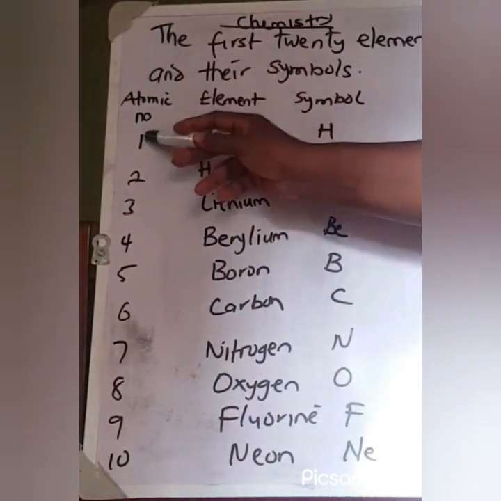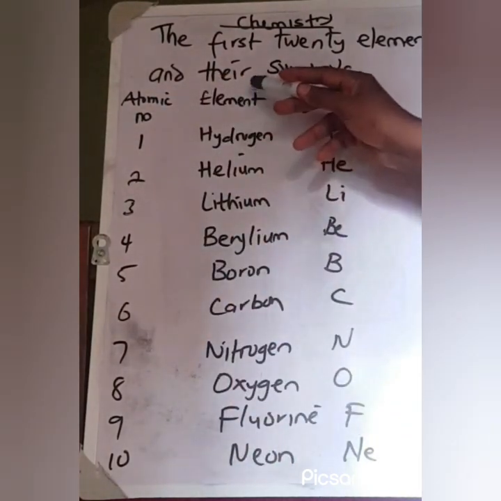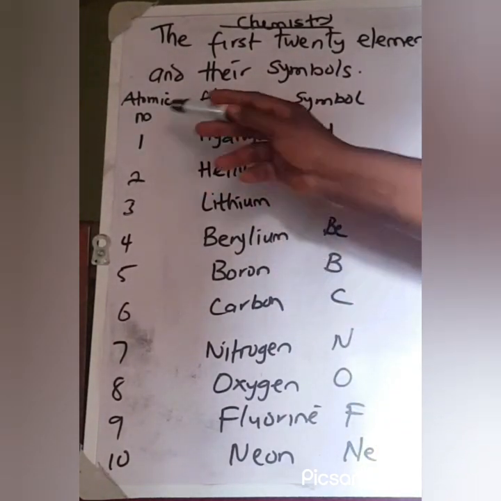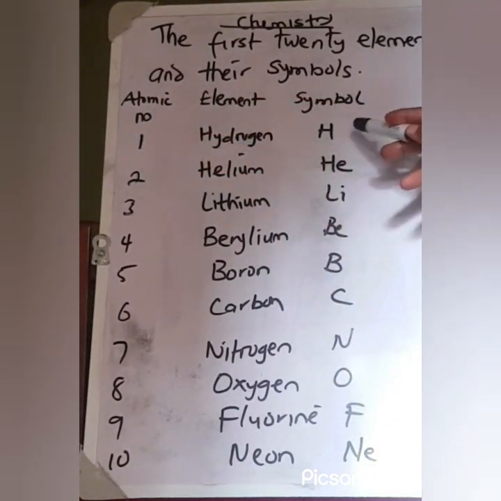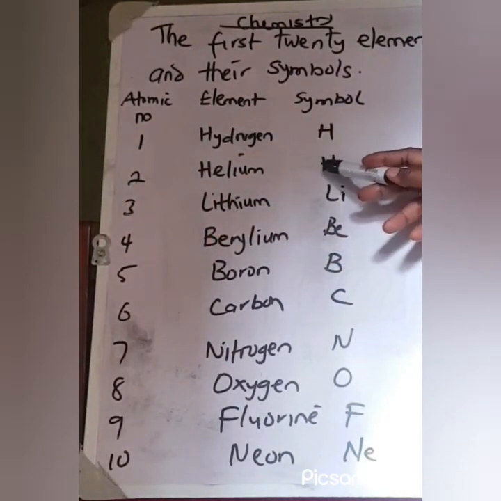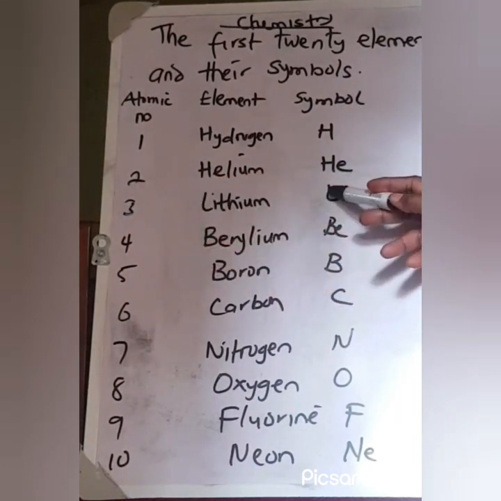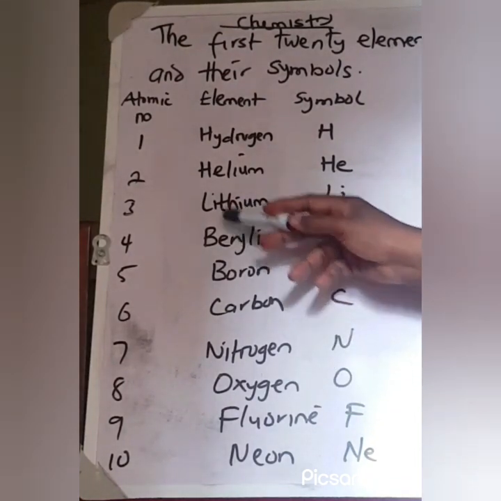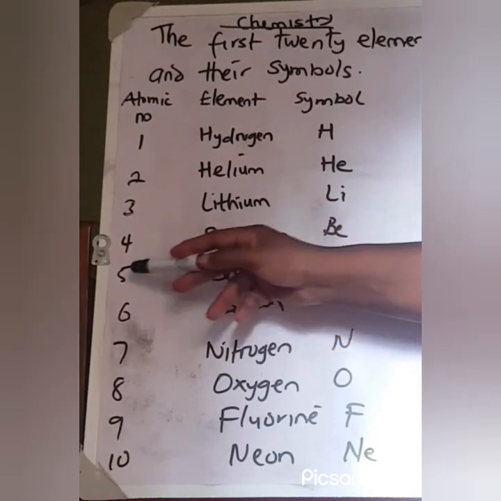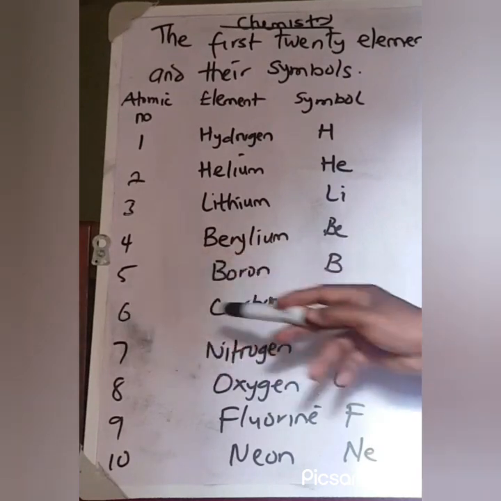Each element has an atomic number and a symbol. Now these are the atomic numbers, these are the elements, and these are the symbols. So the atomic number of hydrogen is 1 and the symbol is H. For helium, atomic number is 2, the symbol is He. For lithium, atomic number is 3, symbol Li. For beryllium, atomic number is 4, symbol is Be. For boron, atomic number is 5, symbol is B. For carbon, atomic number is 6, symbol is C.